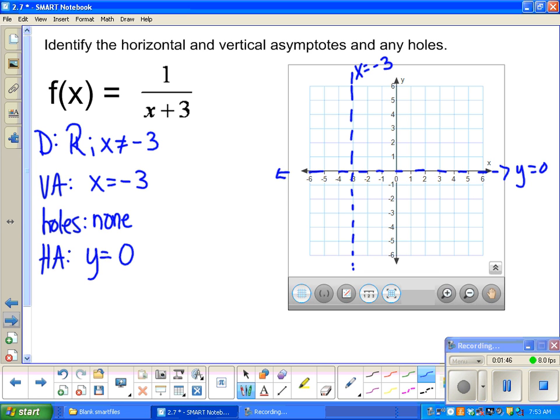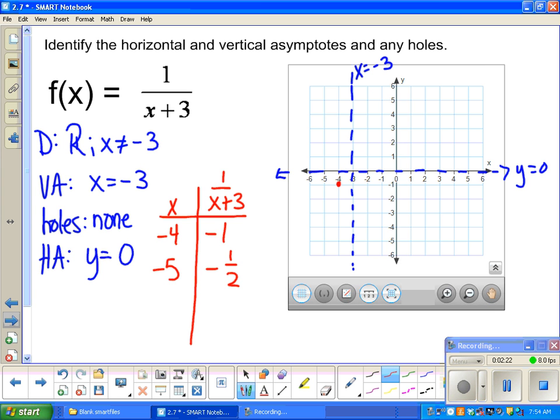Now we want to do a t-chart. We want to pick 2 points to the left of our vertical asymptote. So I am going to pick -4 and -5. Let's put that into our function. So that's 1 over -4 plus 3, which is -1, so that's going to equal -1. I substitute -5 and I'll come out with -1/2. So let's plot those points: -4, -1, and -5, -1/2. And there's the first branch of our rational function.